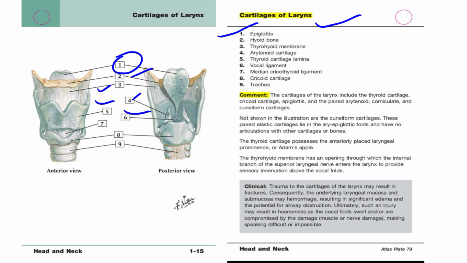The sixth one is the vocal ligament. This is for the sound. And the seventh label you can see is the median cricothyroid ligament. And the eighth one is the cricoid ligament. And the ninth is the trachea. These are the structures that are present from the epiglottis to the trachea. These all are the structures, the cartilages that are present.